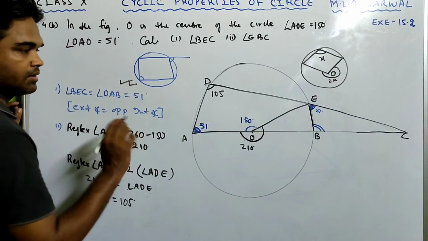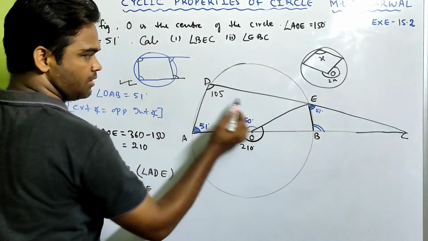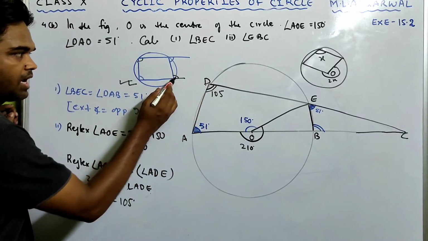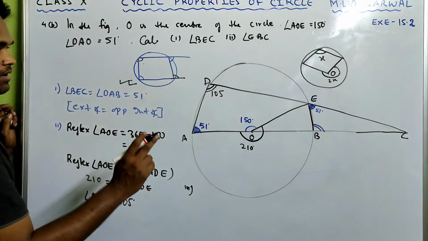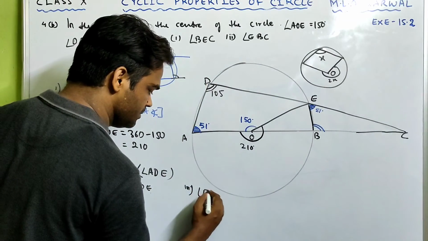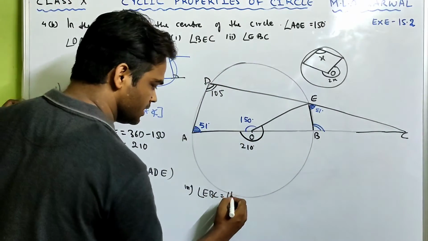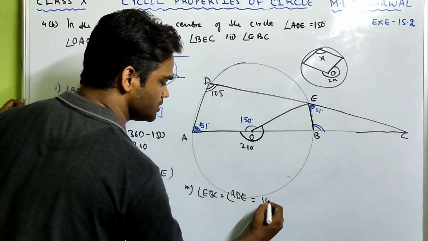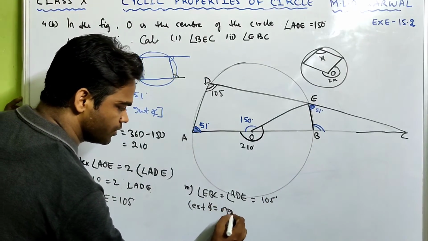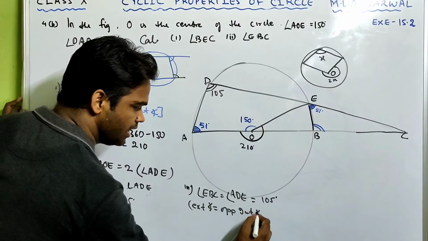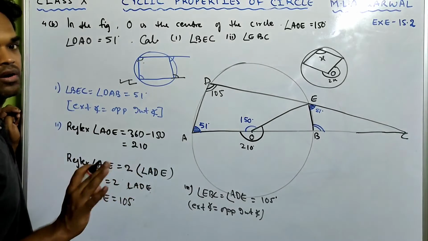Now look at this property again carefully, this angle and this angle will be equal. Exterior angle equals to opposite interior angle, which means we can directly write angle EBC will be equal to angle ADE will be equal to 105. Why? Exterior angle equals to opposite interior angle. Very simple, isn't it? You have to read the diagram carefully.